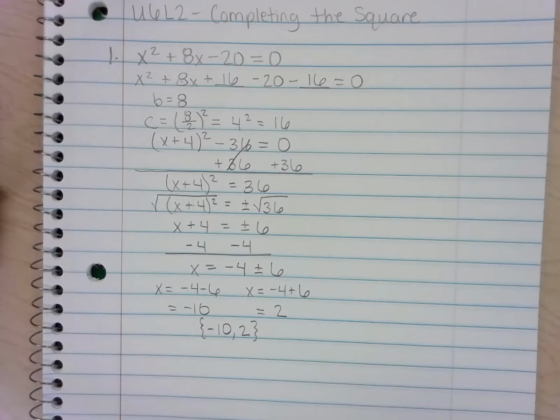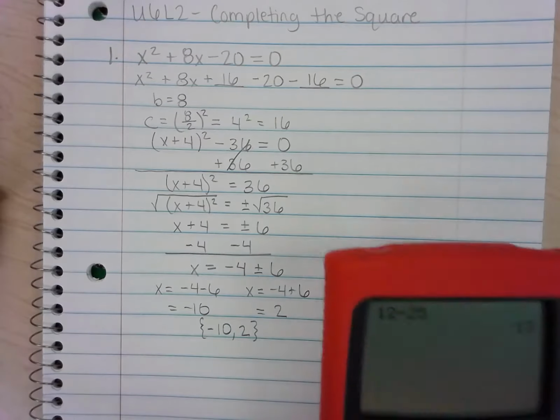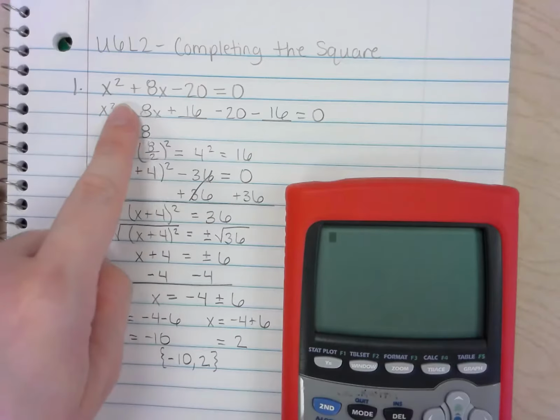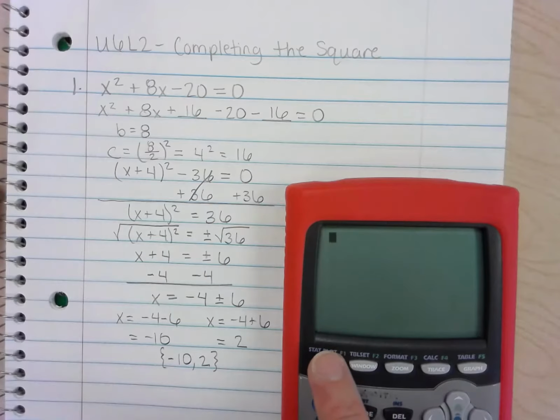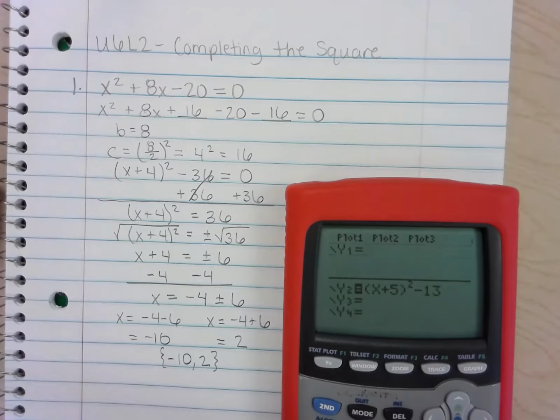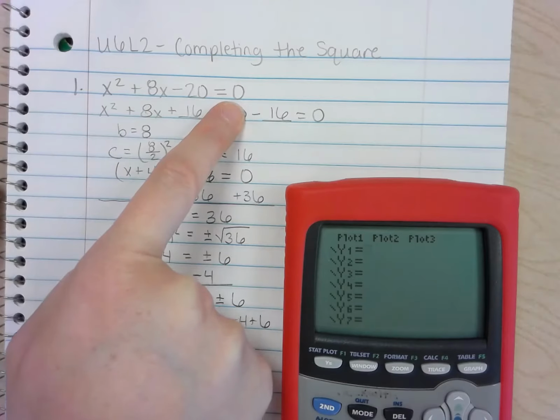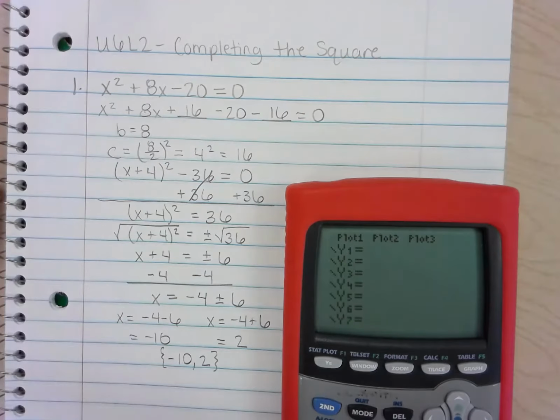You could check this with the graphing calculator, so let's see that now. Rewrite the original problem as an equation. Y equals x squared plus 8x minus 20, changing the 0 to a y. So type that into the y equals function of your calculator, x squared plus 8x minus 20. You can hit the graph button to see the graph.